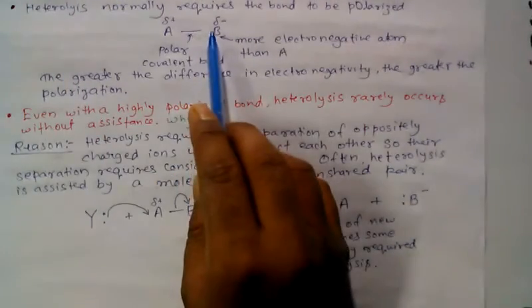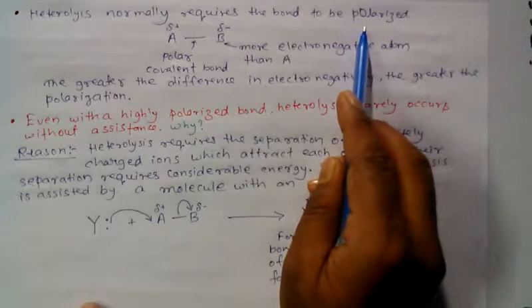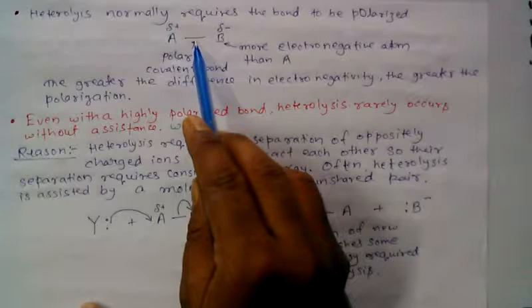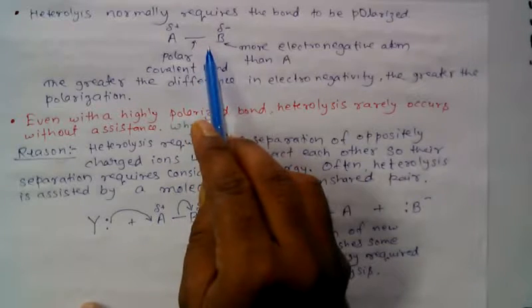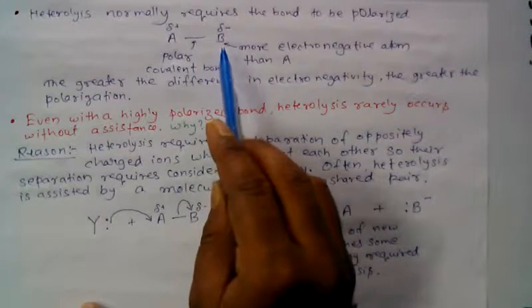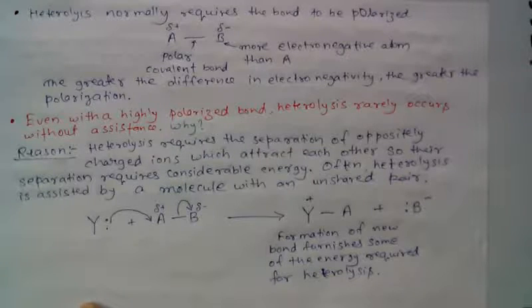Heterolysis normally requires the bond to be polarized. Now what do you mean by a polar bond? A polar covalent bond happens when the two atoms differ in their electronegativity. Now what do you understand by electronegativity? Electronegativity means the tendency of an atom to attract the shared pair of electrons.